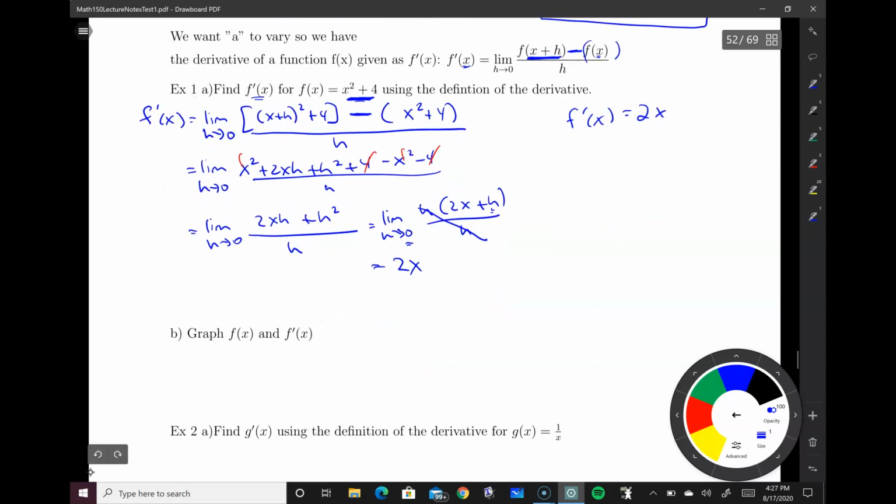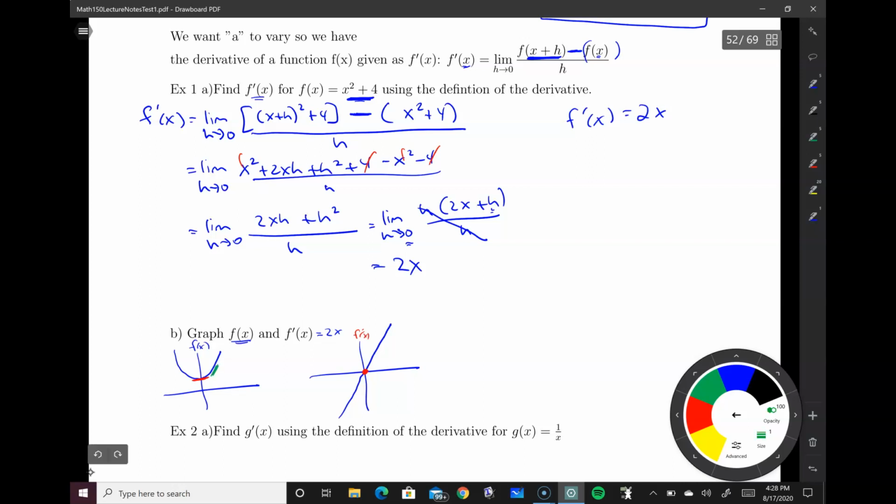So let's go and graph this. What is the graph of f of x? A parabola shifted up 4 looks like this. So that's f of x. What is the graph of f prime of x? A line with slope 2. Okay, let's investigate here. What does the slope of that tangent line right there look like? If I drew a tangent line at x equals 0, it looks like the slope is 0. So this is the derivative. At x equals 0, the slope is 0.